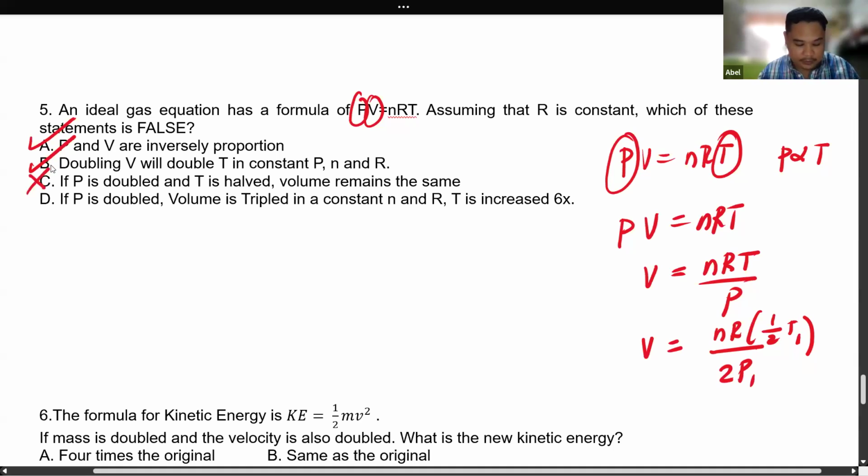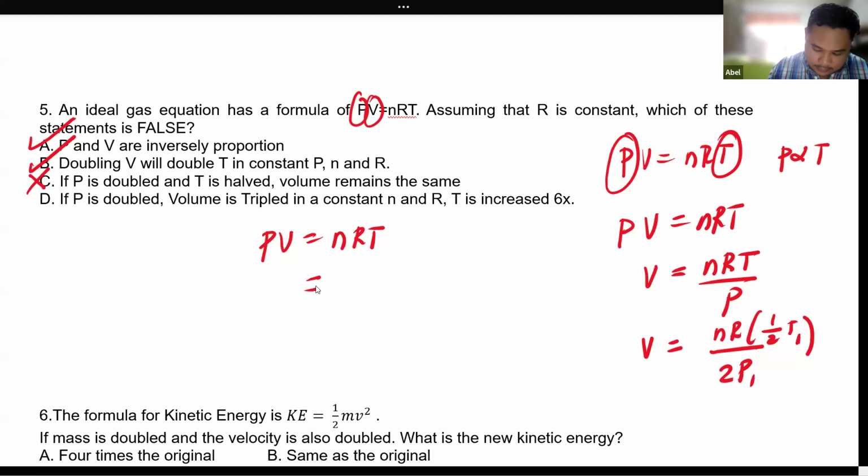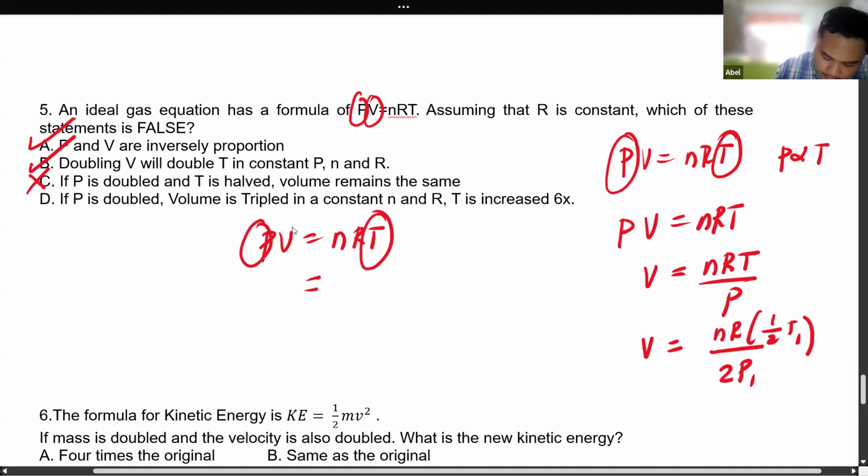Now, how about this one? Letter D. If PV is equal to nRT, okay? Volume is tripled in a constant n and R. So if P is doubled, volume is tripled. Now look here, P is doubled and volume is tripled. So 3 times the V1, pressure is doubled, 2 times the P1. And if you look here, T, that would be 6 times, right? So that would be 6 times. So meaning to say letter D is correct, right?